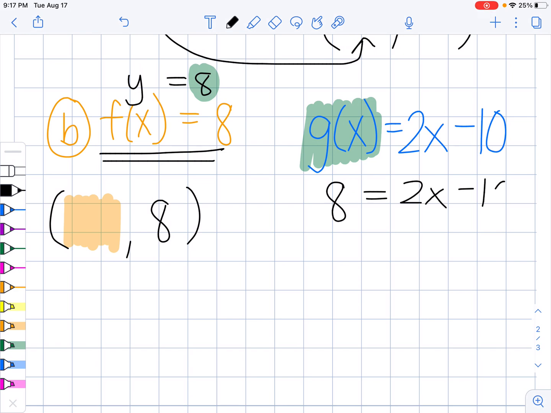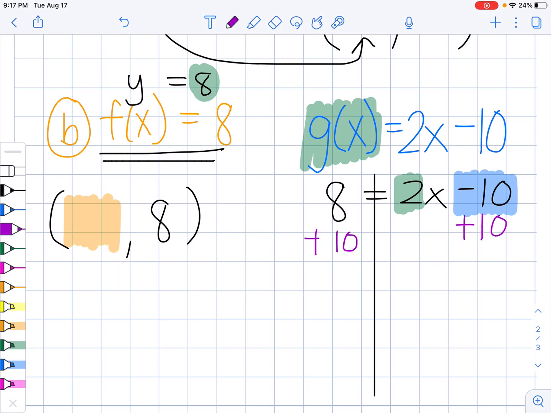8 equals 2x minus 10. Now I have to solve for x. So I'm going to draw a line down my equals, so whatever I do to one side, I remember to do to the other. I have to move this 2, and I have to move this negative 10. I'm going to move my negative 10 first. What's the opposite of negative 10? The opposite of negative 10 is positive 10. So I'm going to add 10 to both sides. This cancels out. I end up with 2x is equal to 18.